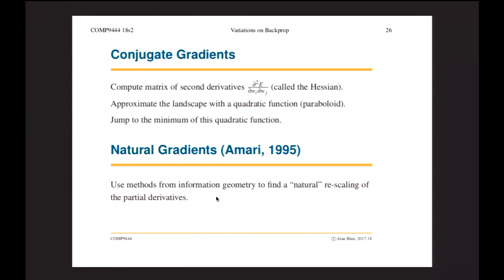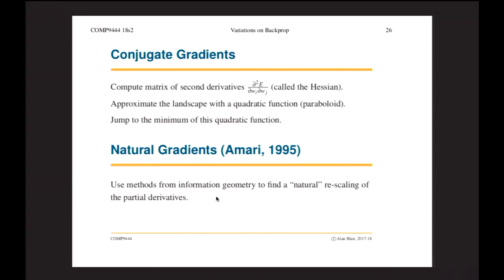A parabolic shape, and then you sort of go directly to the minimum of that parabolic shape. That's roughly how it works. Now, these methods are okay if you've only got 20 weights or 100 weights. But in modern deep learning, it's not uncommon to have 1 million weights. So if you've got 1 million weights, this is just out of the question.